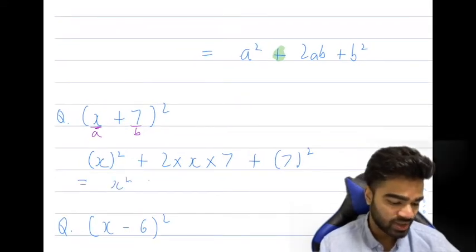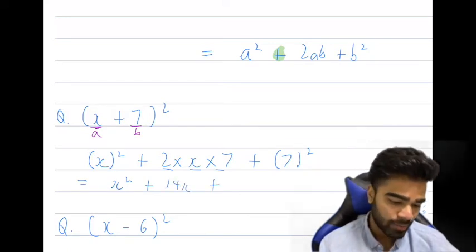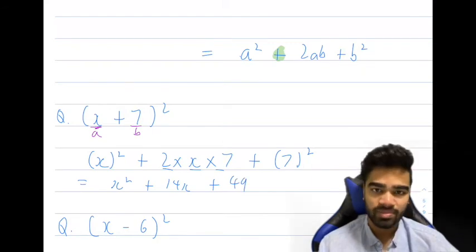So what you're left with is x squared plus 2 times x times 7, which is nothing but 14x, because I can multiply the 2 and the 7. Plus 7 squared is 49. And that's it.